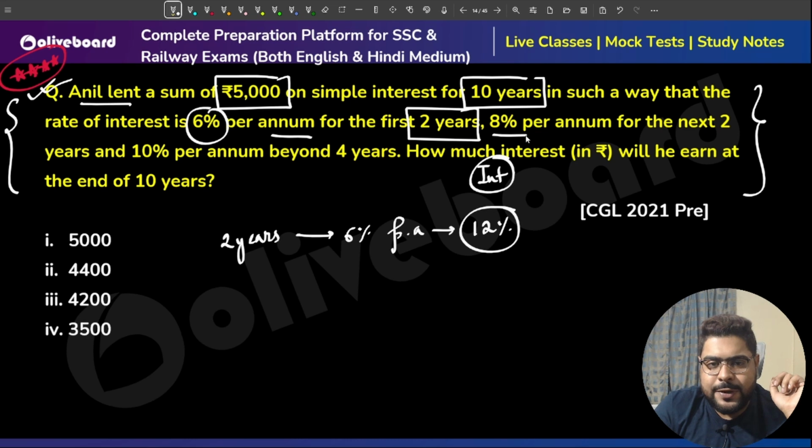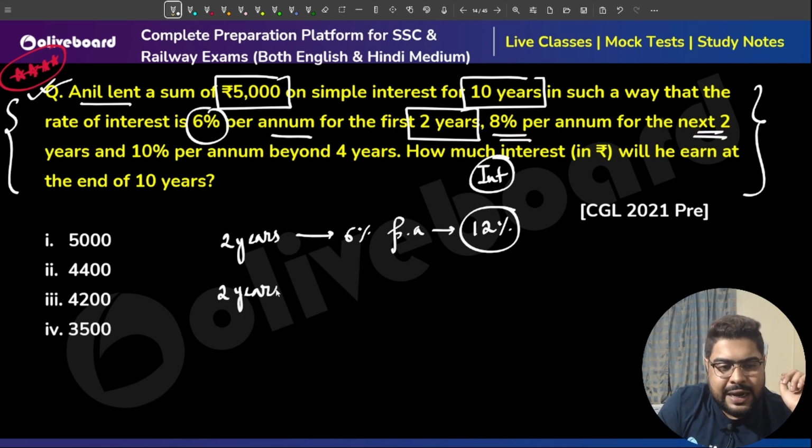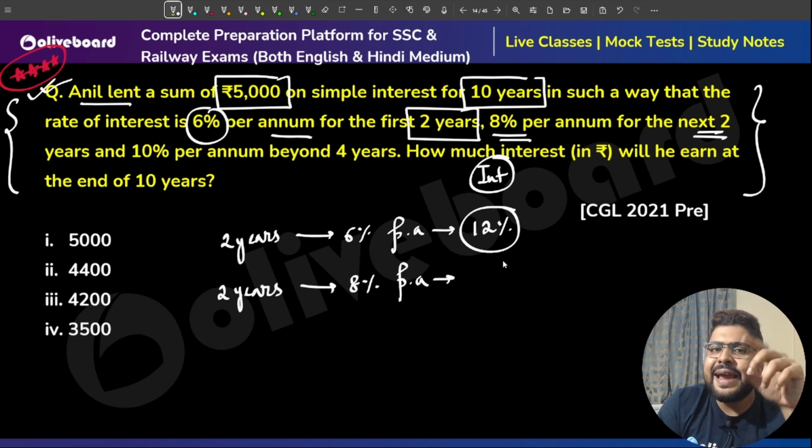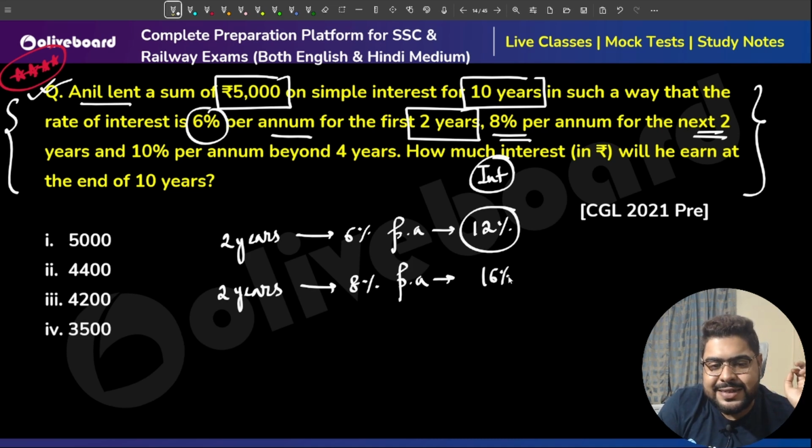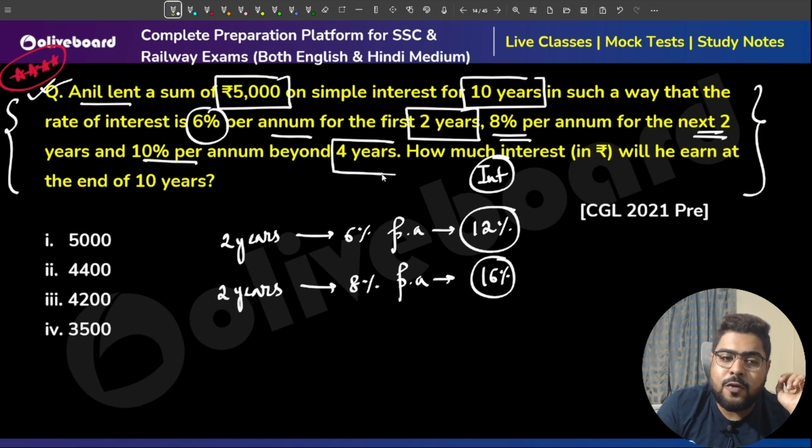Sir, 8% for the next 2 years. So for the next 2 years, it is 8% per annum. That means 8 twos are 16% total interest. And 10% per annum beyond 4 years.